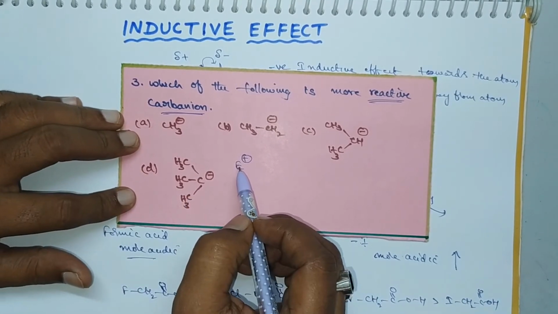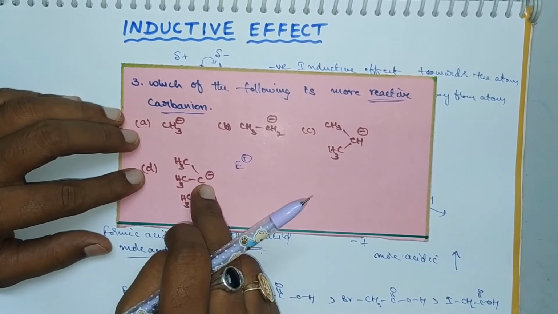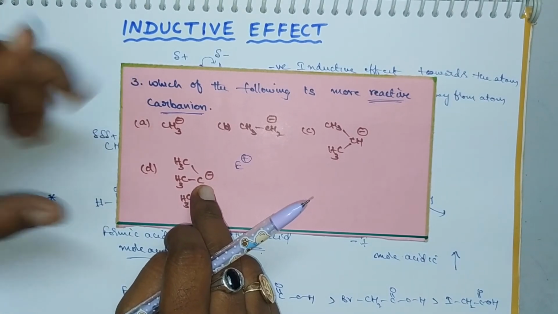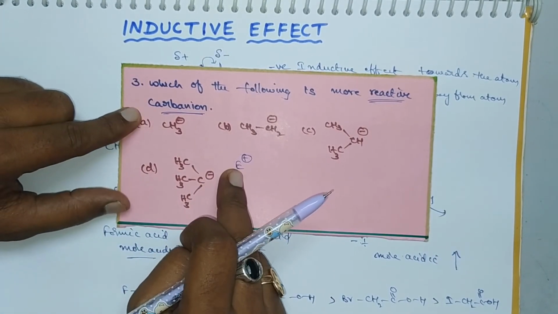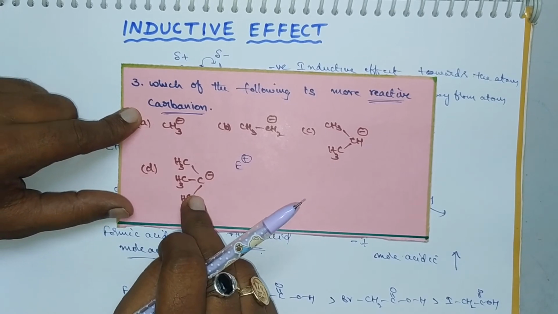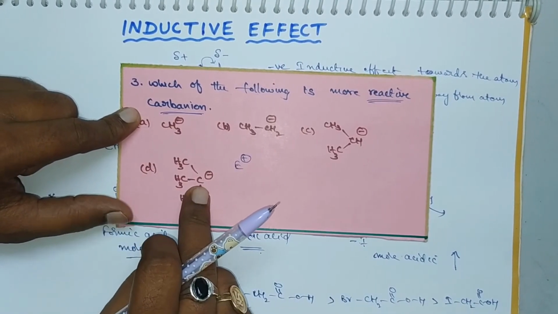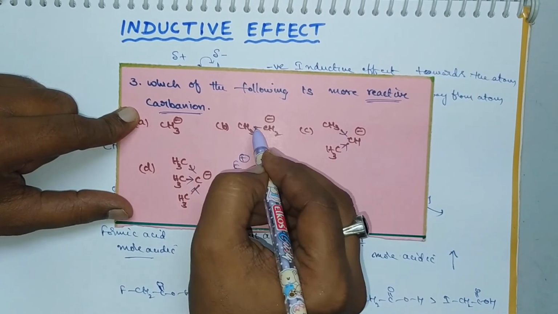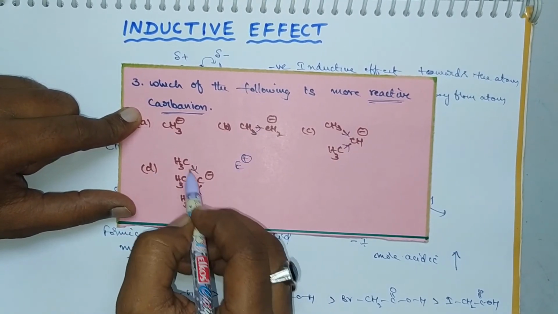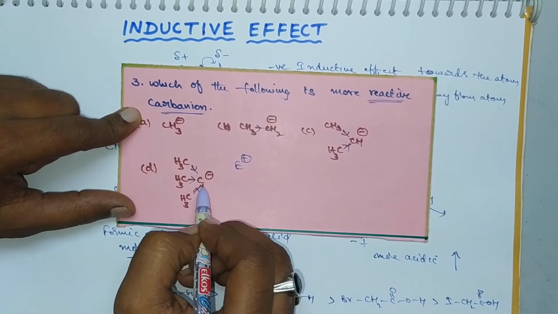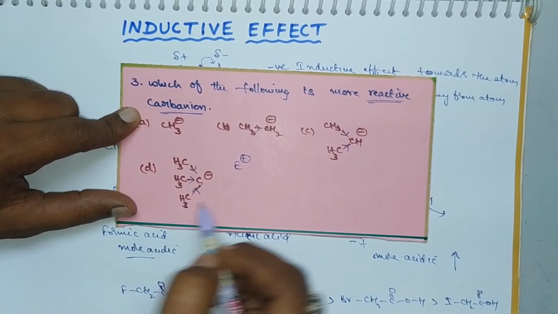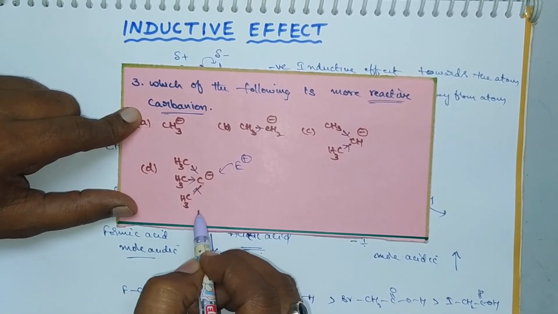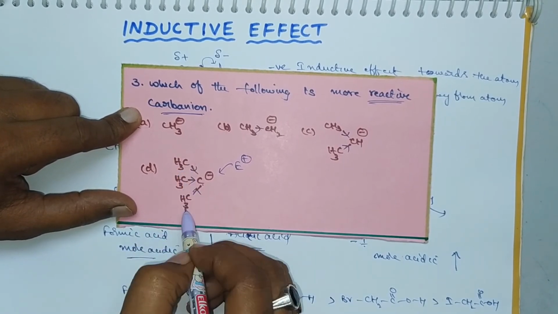The electrophile will attack at a high electron density point, whereas the nucleophile will attack at a low electron density point. So among these, which possesses high electron density? Here there are 3 plus-effect groups, here only 2, here only 1. So the electron density increases on this carbon due to 3 plus-effect groups. That's why the electrophile can easily attack this tertiary carbanion.